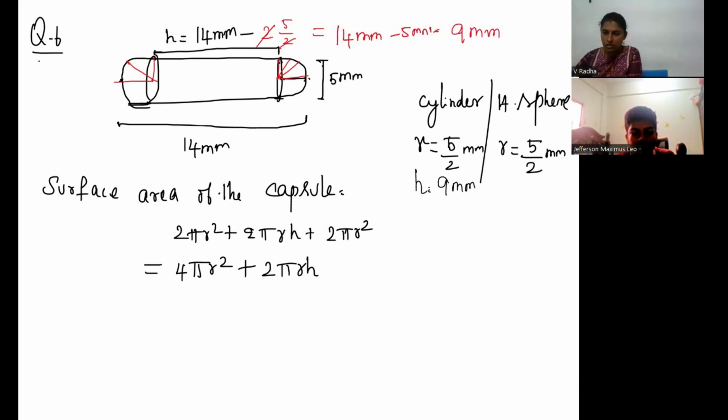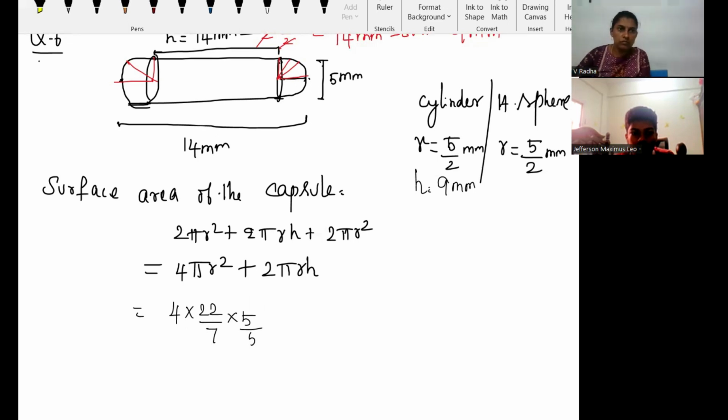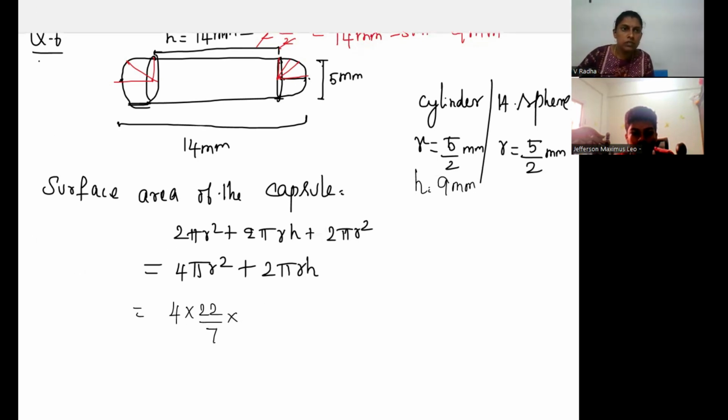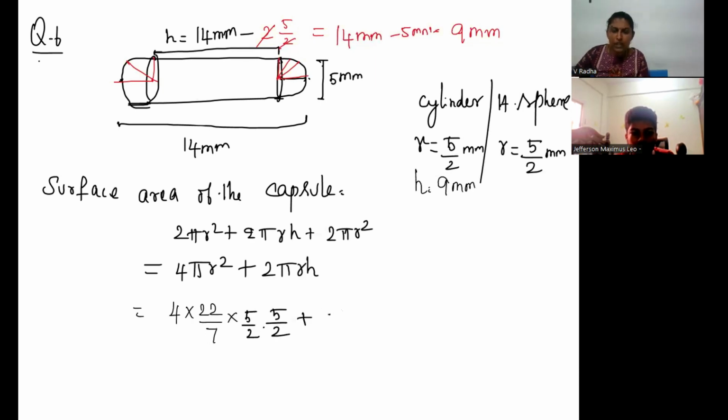So all the measurements are now known. Just some simplification is remaining. There is no pi value specifically given, so we take it as 22 by 7. So 4 times 22 by 7 times r square, and r square is 5 by 2 times 5 by 2. Plus 2 times pi, which is 22 by 7 again, and r is 5 by 2, h is 9.